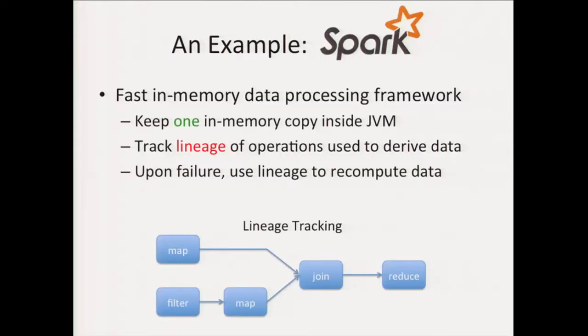So let's use Spark as an example here. We all know Spark is a fast in-memory data processing framework, and it keeps one single memory copy of data inside the JVM and keeps track of the lineage which derives the data. Upon failure, it will use the lineage information to recompute the data. Say, for example, in this lineage graph, on the upper left side, the map got lost, data got lost. There's a machine failure. So it's simple, just recompute the data to get the data back. This is how it works.